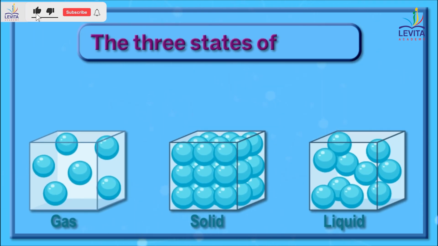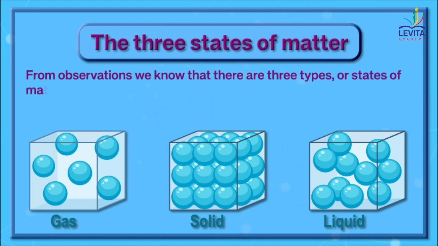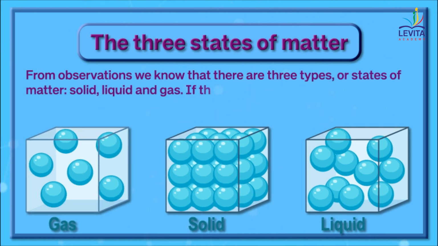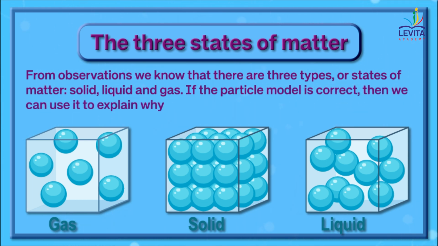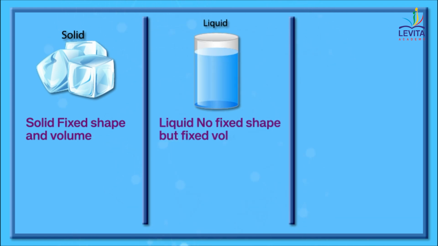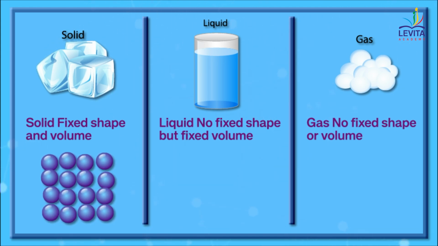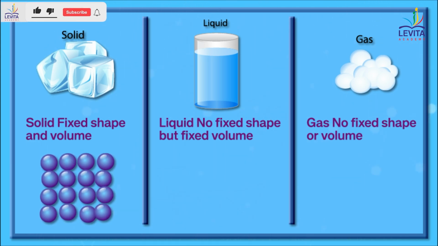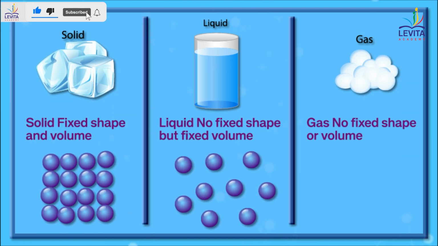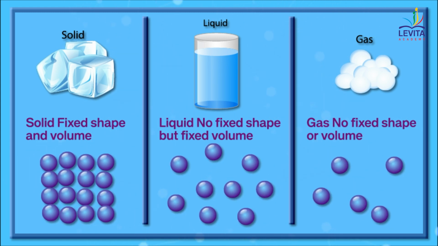The three states of matter. From observations, we know that there are three types, or states, of matter: solid, liquid, and gas. If the particle model is correct, then we can use it to explain why the three states are different. Solid: fixed shape and volume. Liquid: no fixed shape but fixed volume. Gas: no fixed shape or volume. In a solid, molecules are held in position by a force and vibrate but don't move around. In a liquid, the force between molecules is not so strong, so molecules can move around. In a gas, ideally there is no force between molecules.